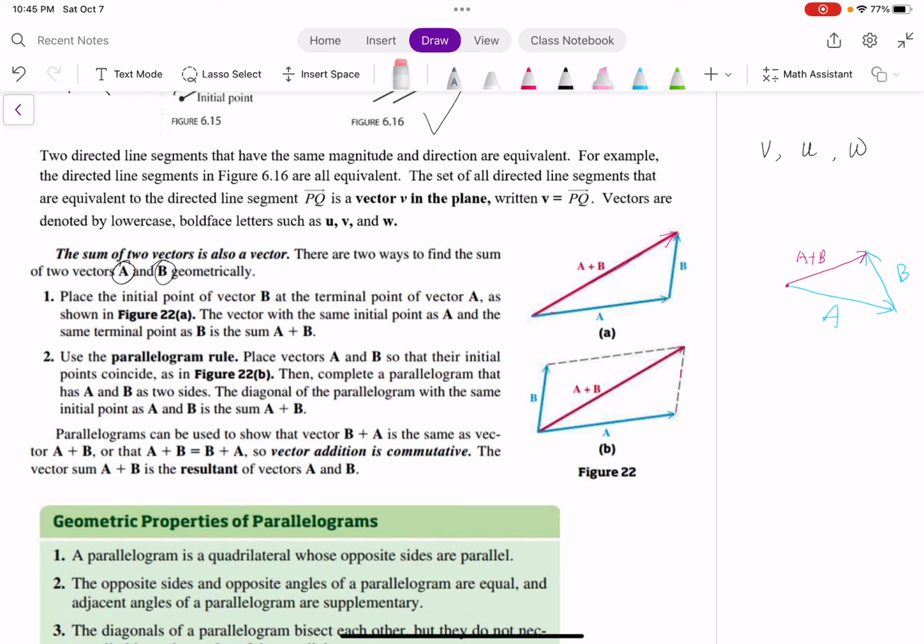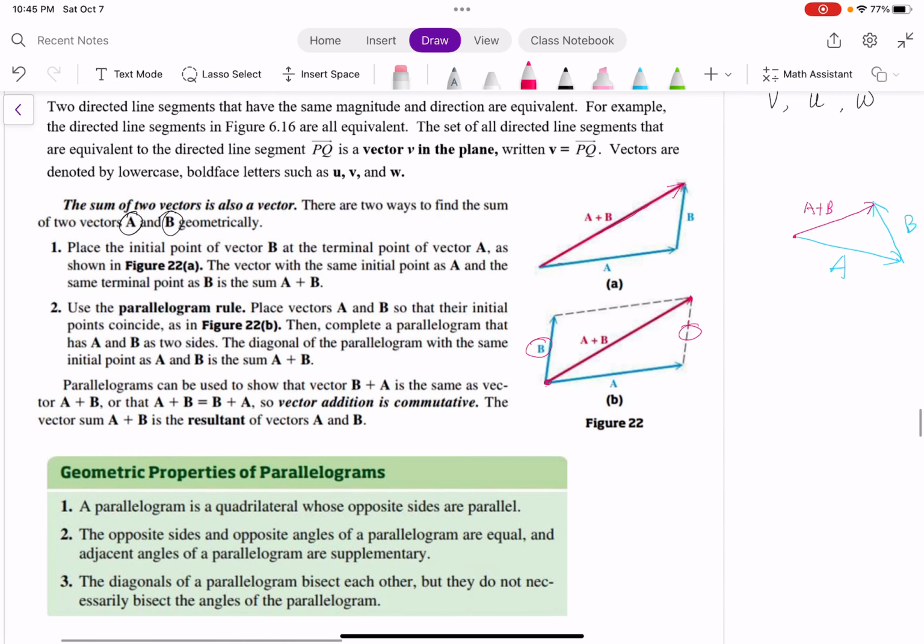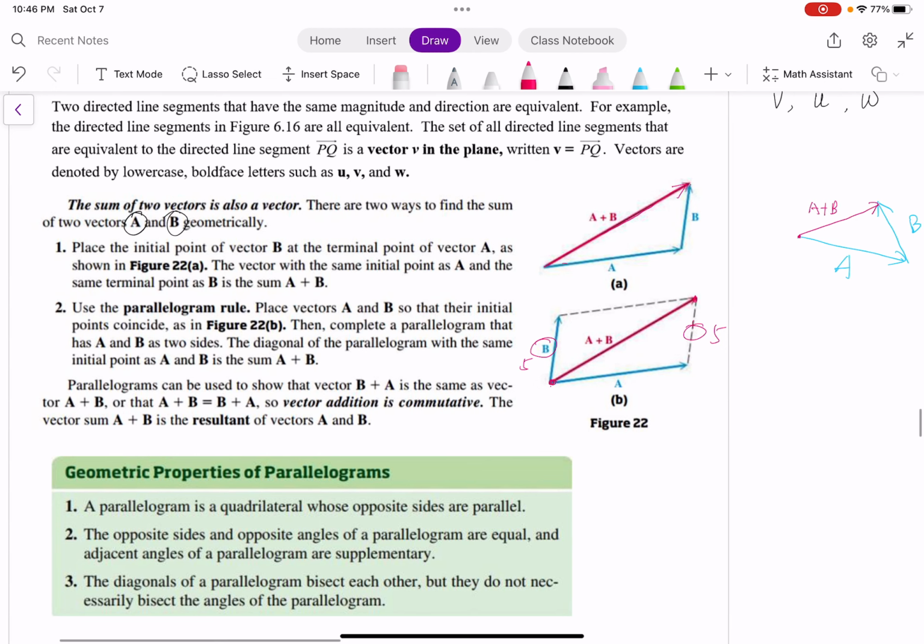And we need to know something about the parallelogram. For the parallelogram, B and its opposite side are parallel to each other. Also, they have the same lengths. For example, B is 5 meters, and the opposite side is also 5 meters. So A equals 10 meters, and its opposite segment is also 10 meters.